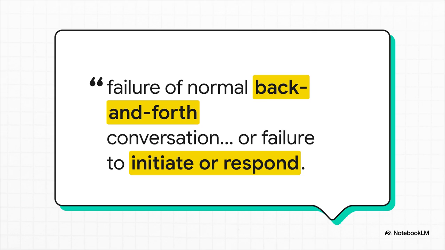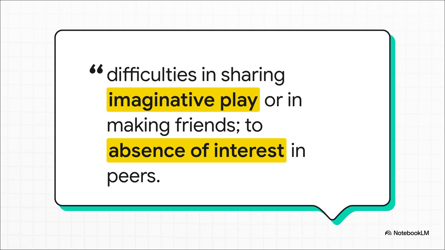This quote from the actual diagnostic manual really nails it. It talks about a failure of normal back-and-forth conversation. See, this isn't just about being shy. It's a fundamental difficulty with the actual rhythm and flow of a social interaction. And for that third point on relationships, the manual gives examples like having a hard time with imaginative play as a kid, or even what it calls an absence of interest in peers. You can see how that would make building those social bonds incredibly challenging.